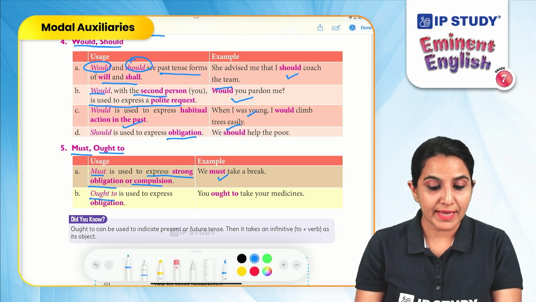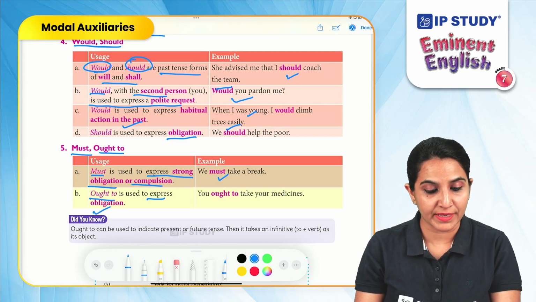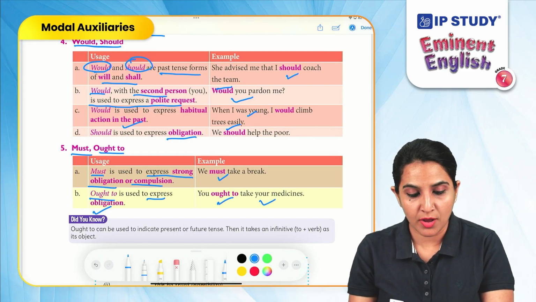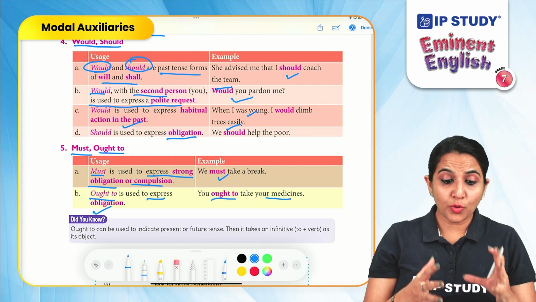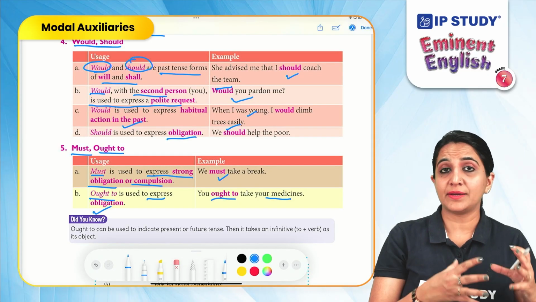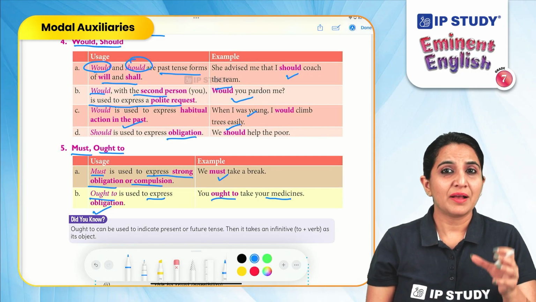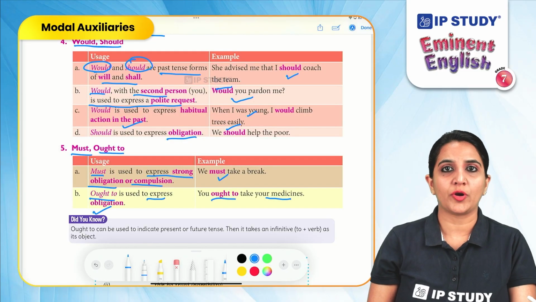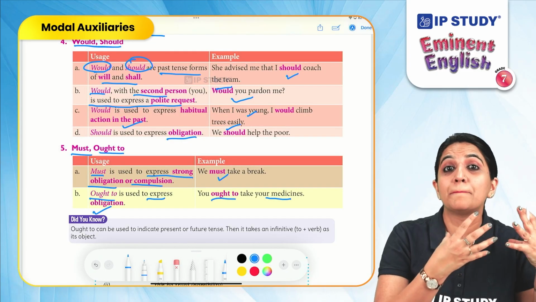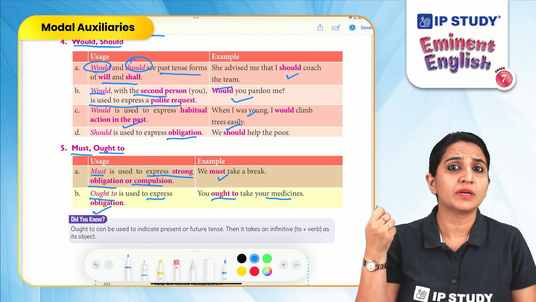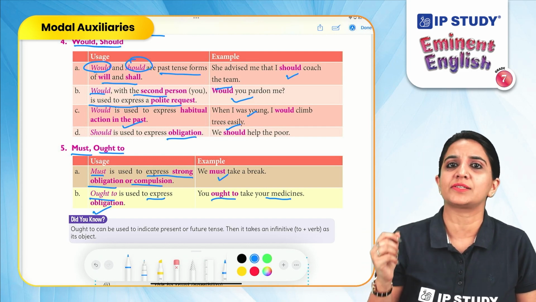Ought to is used to express the obligation as well. For example, you ought to take your medicines. So, both the words must and ought to, they both express obligation. Must expresses the stronger obligation, which is sort of a compulsion. Whereas ought to is not a sort of a compulsion, but it is a slightest obligation.